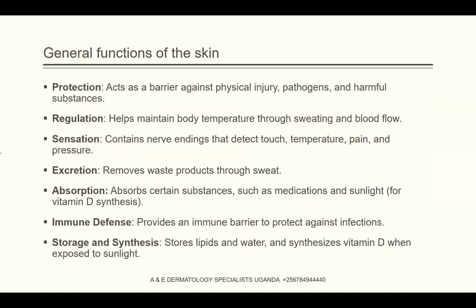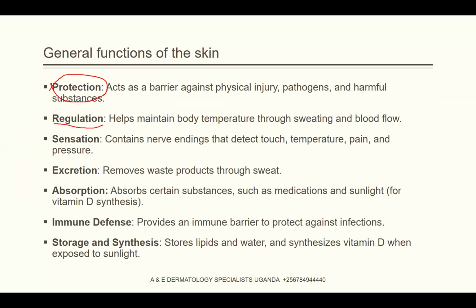So when we look at the general functions of the skin, the first function, I take it to be what we call protection, where the skin acts as a protective barrier against physical injury, pathogens, and harmful substances from the environment. Then it also serves a regulatory function, where it helps you to maintain your body temperature. You see that when it is hot, you sweat, you lose the excess heat, and when it is cold, you have contraction of the erector pili muscles, and then you preserve the heat.